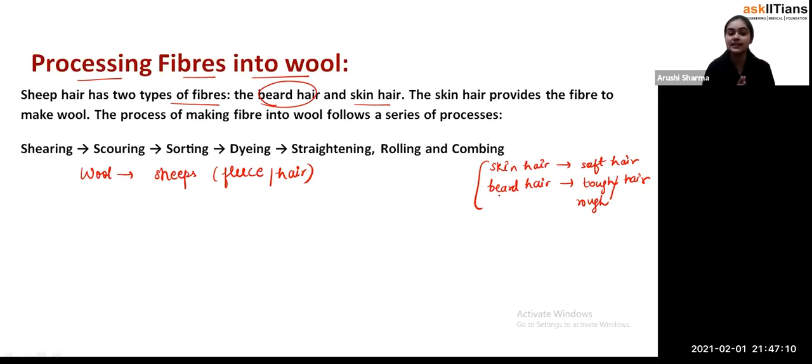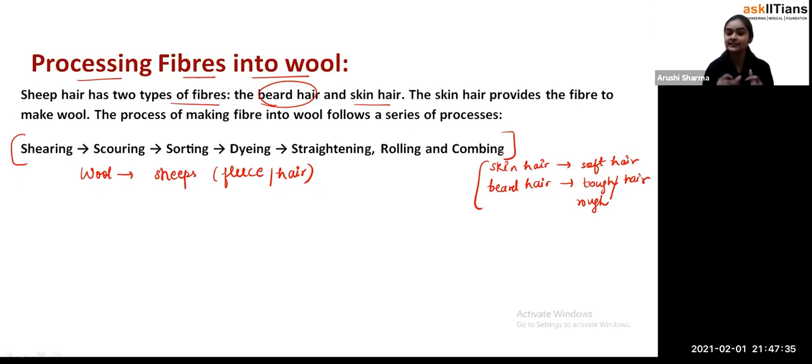Now the skin here is provided for us so that we can make wool from the fibers. This is the process we use to turn the fibers into wool. First of all, we have seen that sheep are where we get the wool from, from the hair and the fleece. But that hair is also of two types.